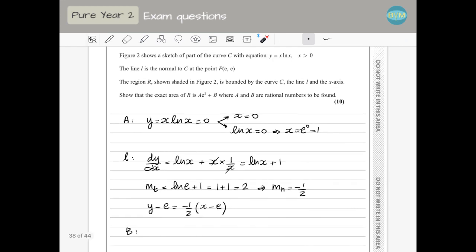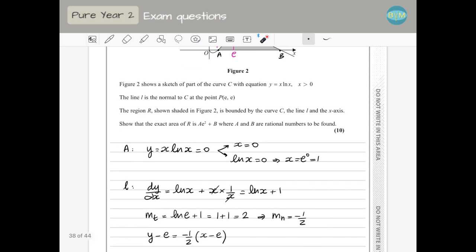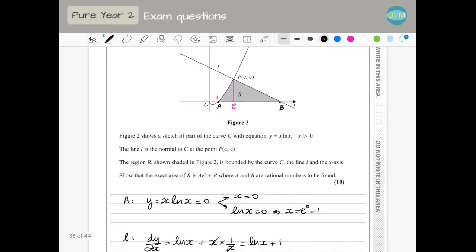So this one here, the one that I call B, is going to be where the line cuts the x-axis. So I'm going to make y equals 0 in the line. If I make y equals 0 here, I have 0 equals minus 1/2 x minus e, which means 2e is going to be x minus e. So x is going to be 3e. So this point here is going to be 3e.